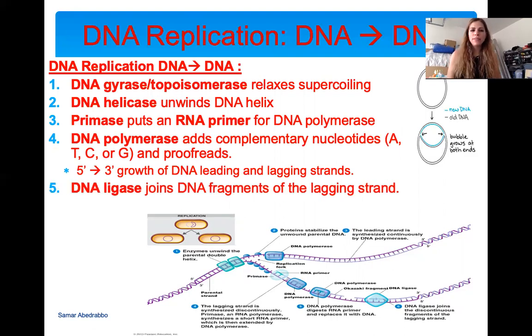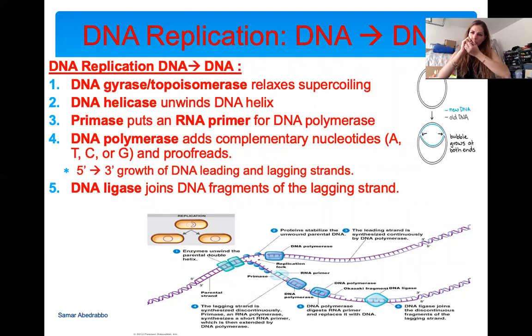Okay, so the way DNA replication happens, if I were to write it in order, is you have a lot of proteins or enzymes involved. These are the enzymes I want you to know. There's an enzyme called gyrase or topoisomerase. For purposes of this class, I'm going to say that they're the same type of enzyme. DNA gyrases or DNA topoisomerases have the job of relaxing supercoiling.